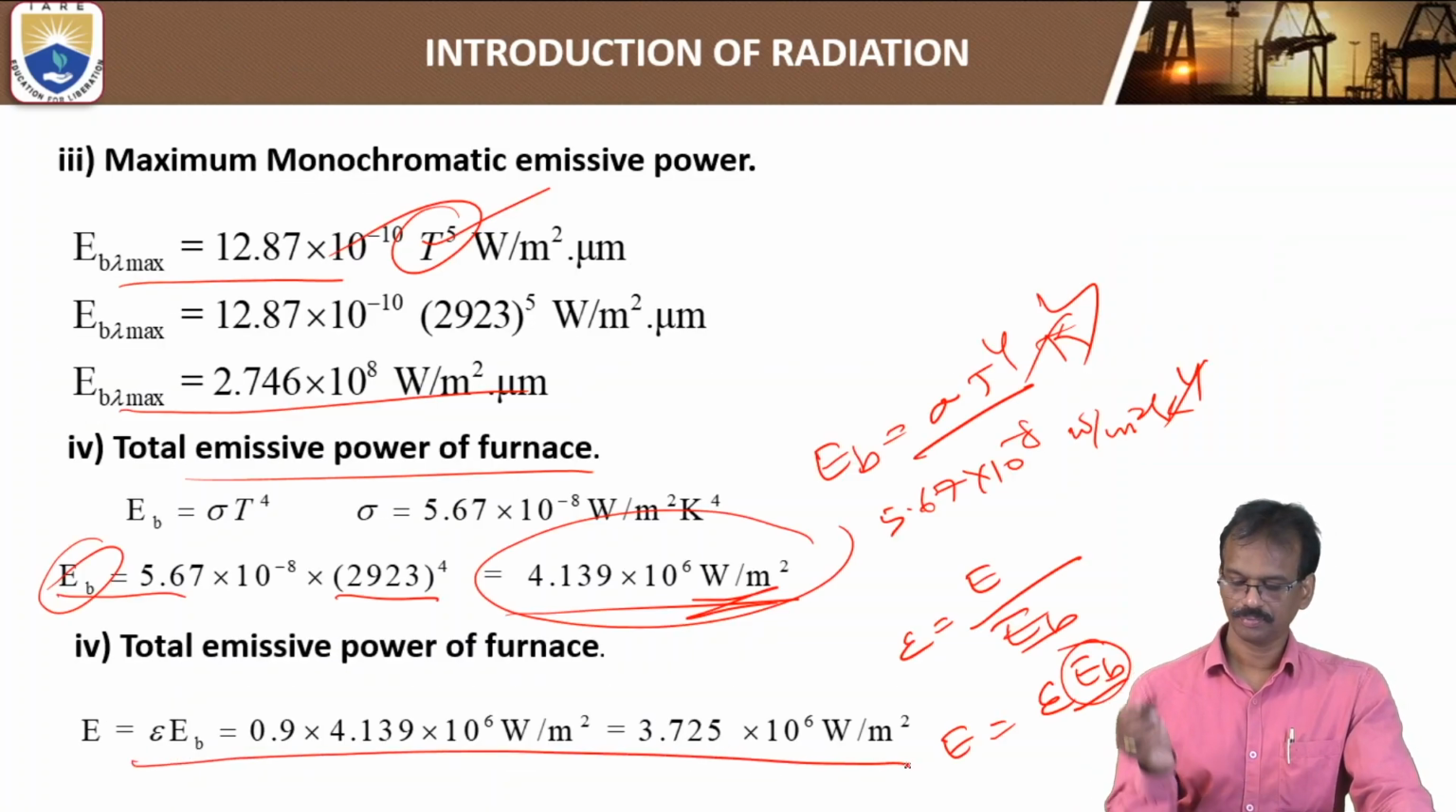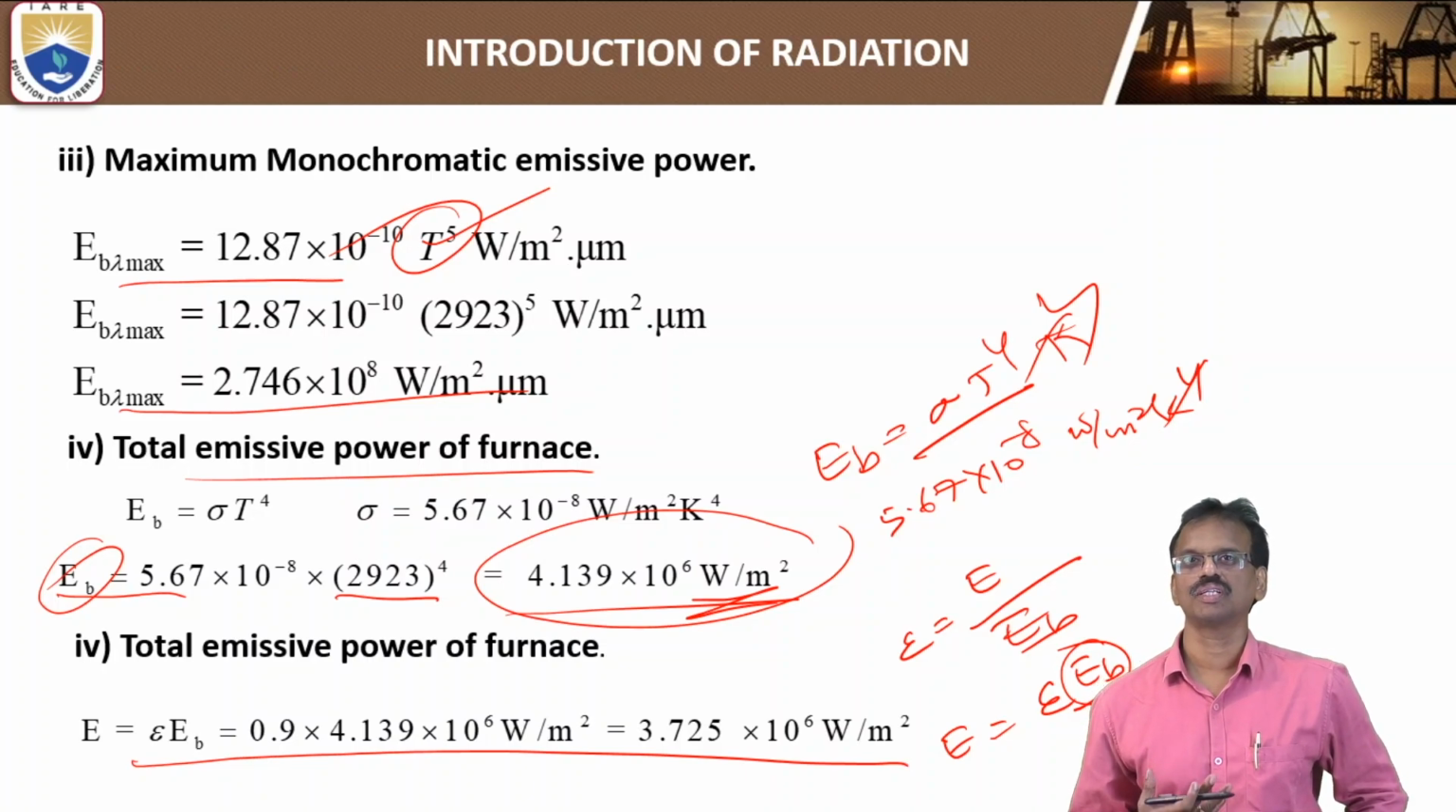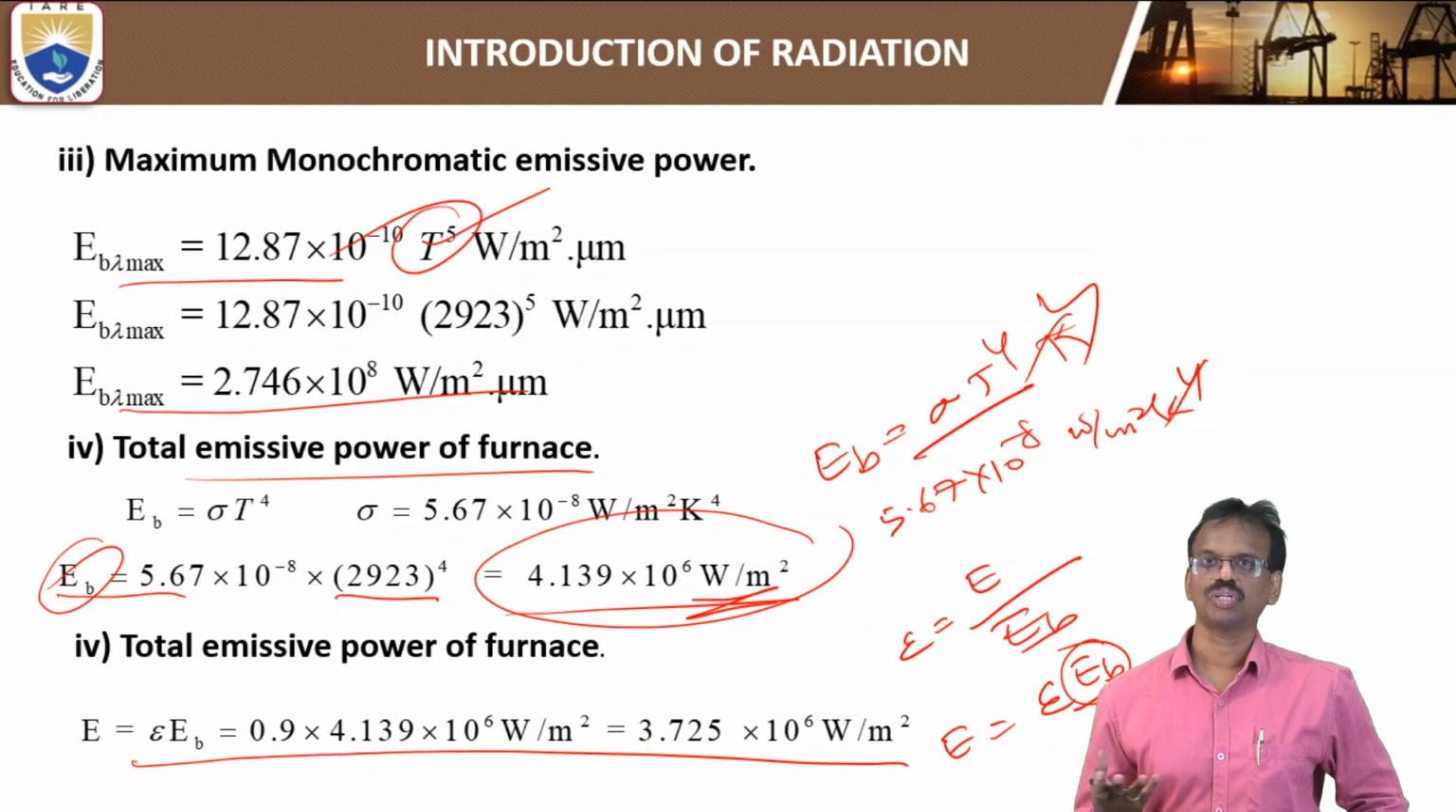So in this way, we can solve the different emissive powers: emissive power at a particular wavelength, maximum emissive power, total emissive power, emissive power for the black surfaces, and emissive power for the gray surfaces. We can find them out.